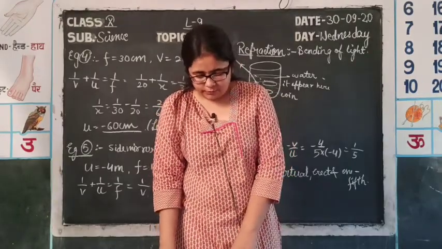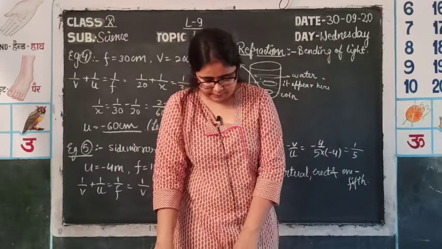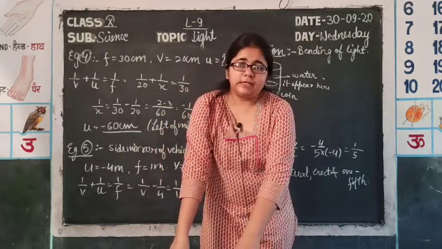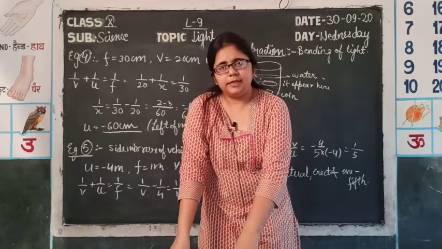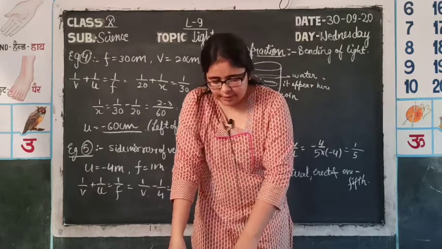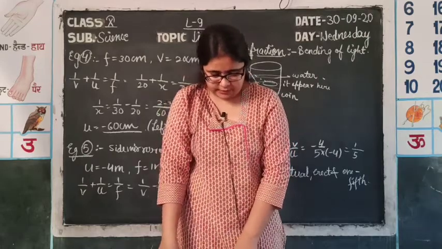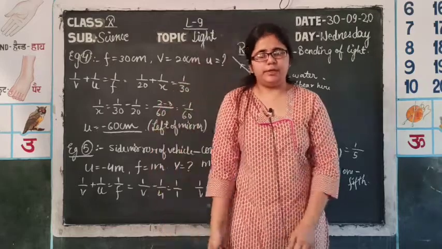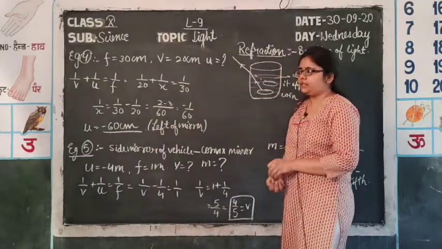The focal length of a convex mirror is 30 centimeter. If the virtual image, the word virtual itself tells that the image is towards the right side of the mirror, so V will be positive. It is at a 20 centimeter distance from the mirror, and then we have to find the distance of the object from the mirror. So we have to find U in this question.